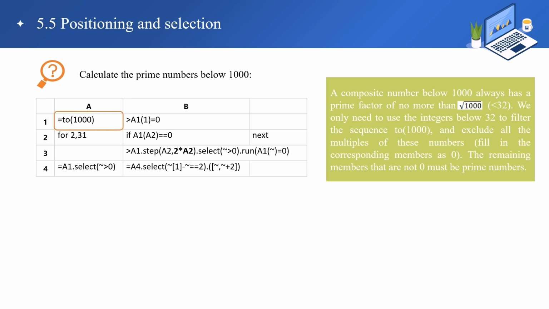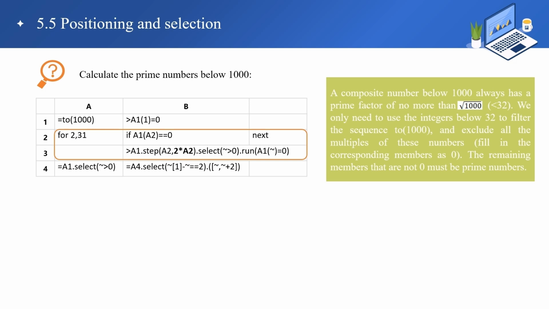A1 generates the target sequence, B1 excludes 1 since 1 is not prime, that is, fill the member of the position with 0. Then A2 loops from 2 to 31. If the member at this position is already 0, it means that it is a composite number, leave it alone, skip to the next cycle.